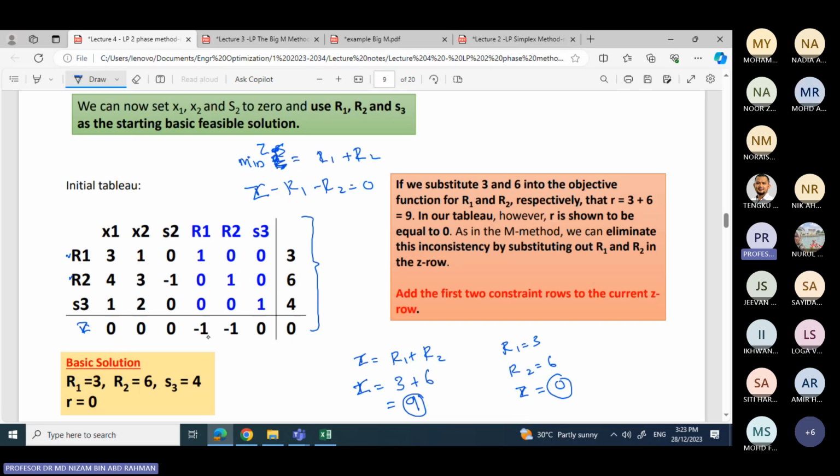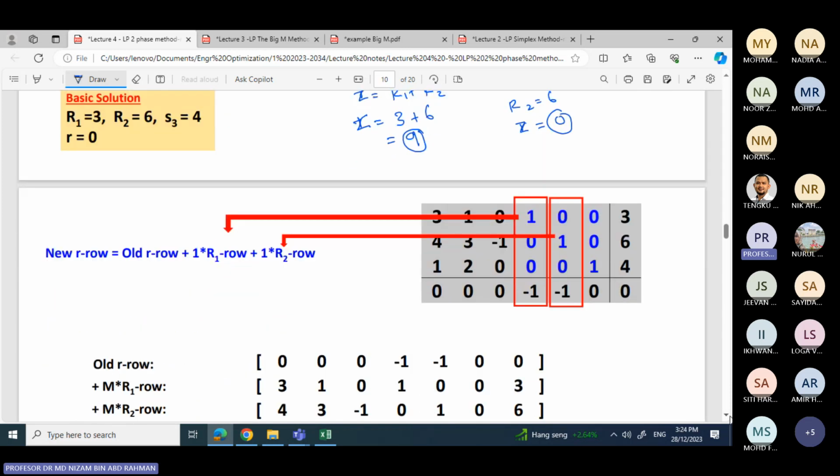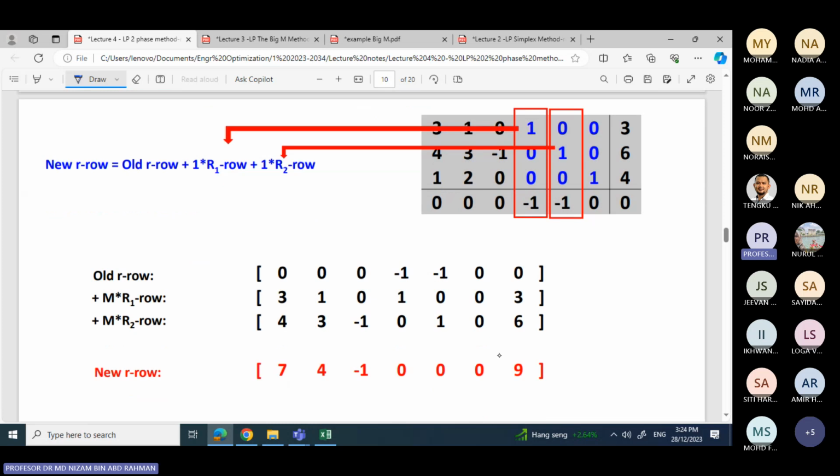Similar to what we discussed with the M method, we have to make sure that this becomes 0 and this becomes 0. In order to do that, what you can do is new 0 equals R1 times 1 plus R2 times 1 plus the old 0. So that's the next step that you need to do. So now we are trying to solve this particular tableau, and we need to address the inconsistency.